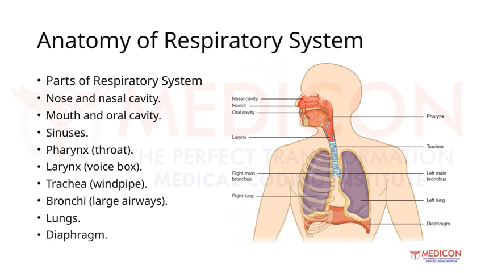Then we have the sinuses. These are air-filled spaces in our skull that lighten the skull and also help with voice resonance. Moving further down the throat, we encounter the pharynx, or throat, which acts as a pathway for air and food. Below that, there's the larynx, commonly known as the voice box, which is vital for producing sound and also protects the airway during swallowing. Continuing downward, we find the trachea, or windpipe, which carries air from the larynx down into the lungs. The trachea splits into large airways called bronchi, which lead into each lung.